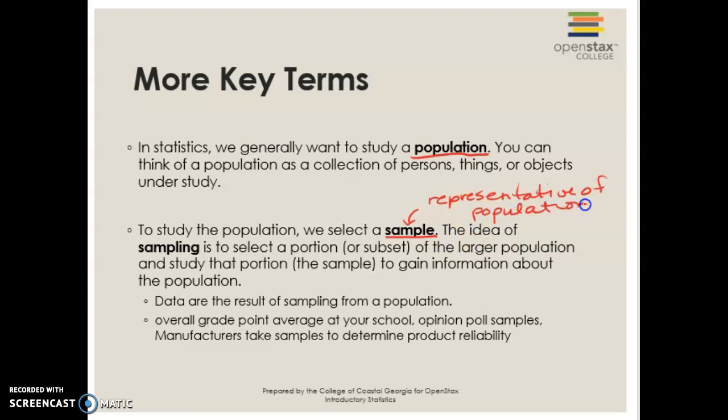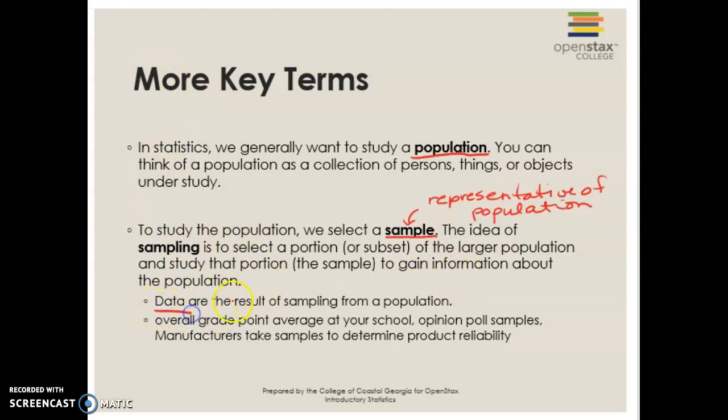Let's say the whole population is the school, and in my study I wanted to find out how popular hair bows are. I'm not going to get my sample from the football team. Most of them don't wear hair bows. You're going to want to go somewhere that is representative of the whole population, like a random collection of people in the cafeteria. So you want to make sure that it's representative of the population to gain information.